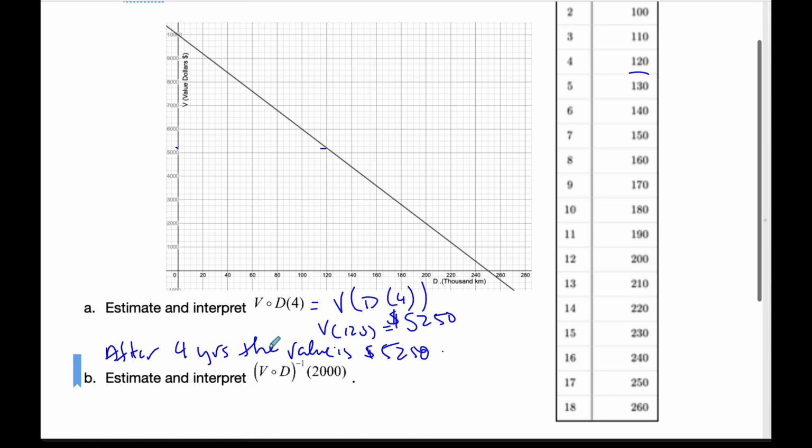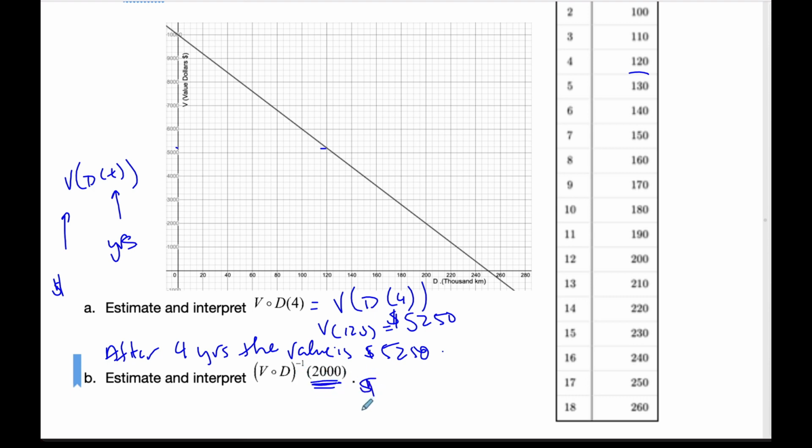Estimate, interpret now V of D inverse. Well, this one gets a little bit tricky. We have to think about what this value actually means. Well, if I consider V of D of T was the initial function, and T is years, and V is dollars, then if I'm doing the inverse, this here is the actual dollars. And I'm asked to find what is T. It's asking for it backwards.